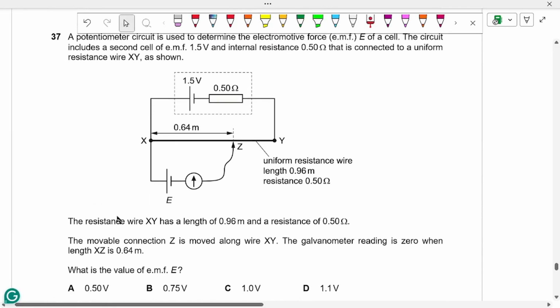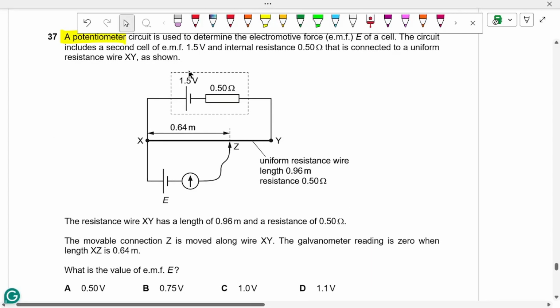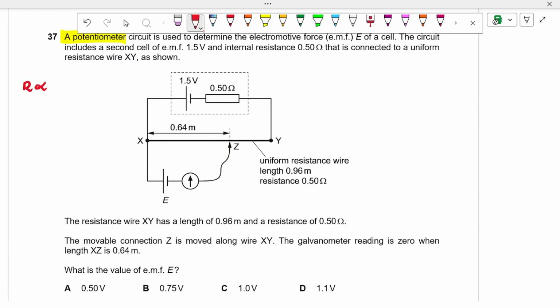Question 37. Potentiometer. I love potentiometers. They're pretty fun. A little bit challenging, but they're doable. So a potentiometer, basically, at different lengths, you experience different resistances. Remember, resistance is proportional to length, right? You've done this in IGCSE or O level, and resistance is inversely proportional to area. So the bigger the length, the bigger the resistance. The bigger the area, the smaller the resistance, and vice versa.